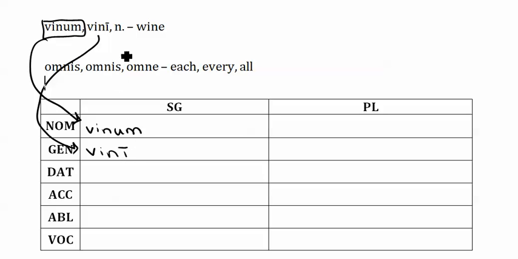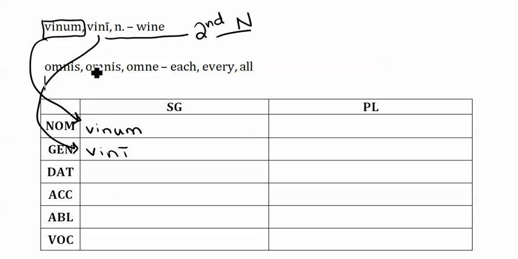Now, before I move on, I need to look at this and figure out what chart I'm using. Because of the ending on the genitive singular, long I, I know this is a second declension noun, and the dictionary definition also tells me it's neuter. So that's the chart I need, second declension neuter.